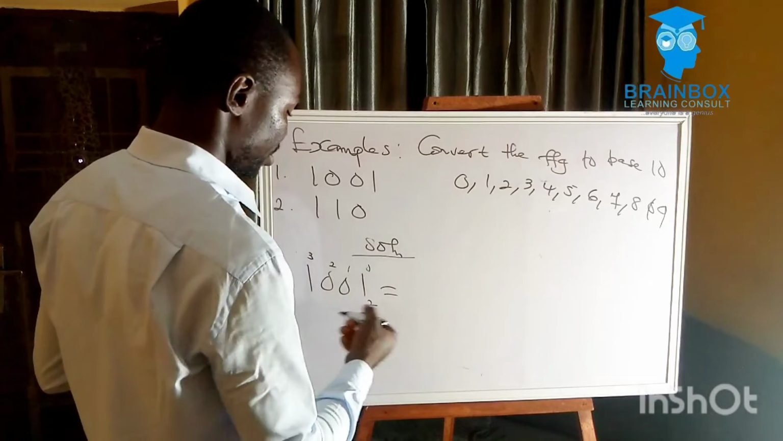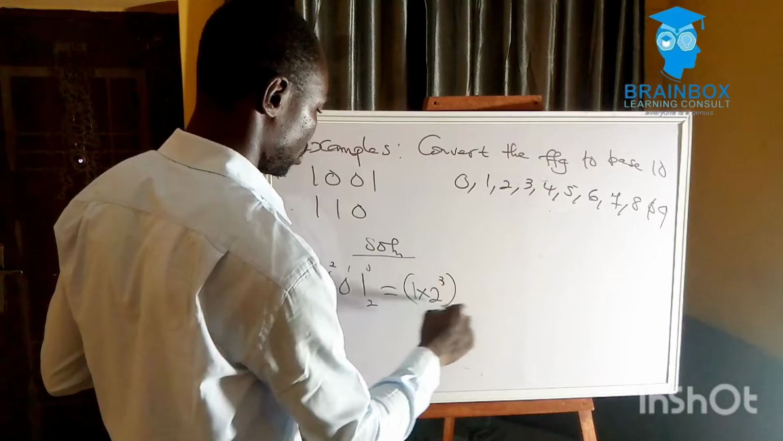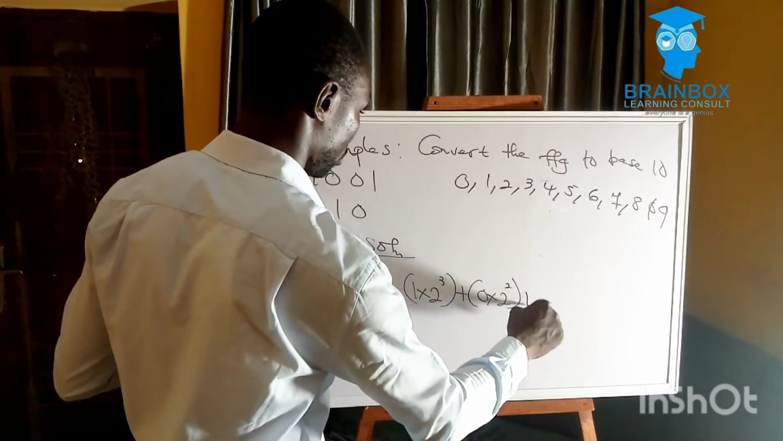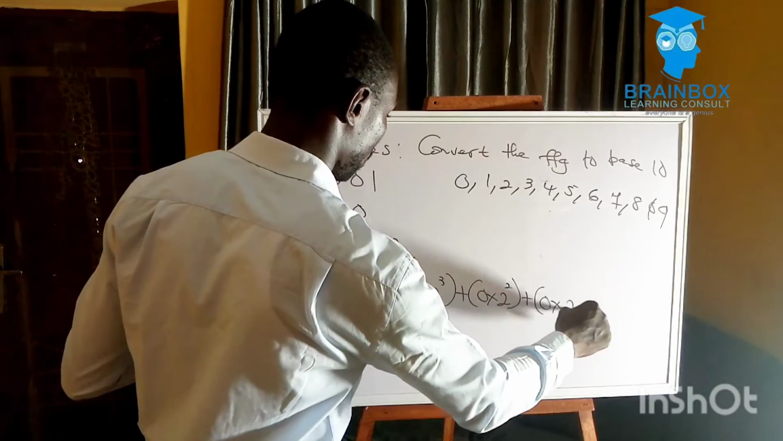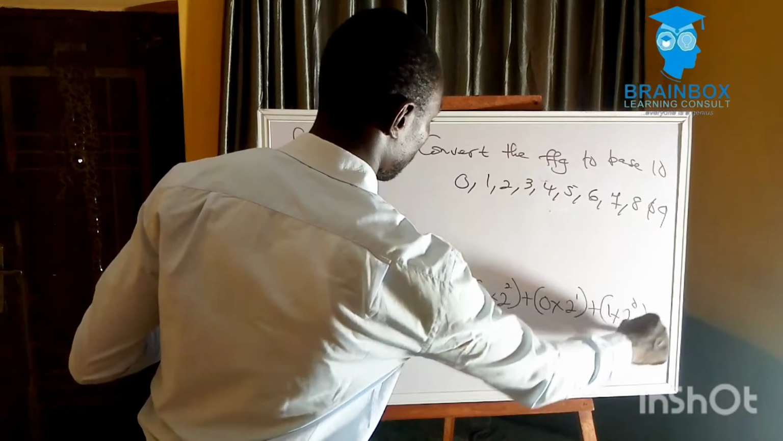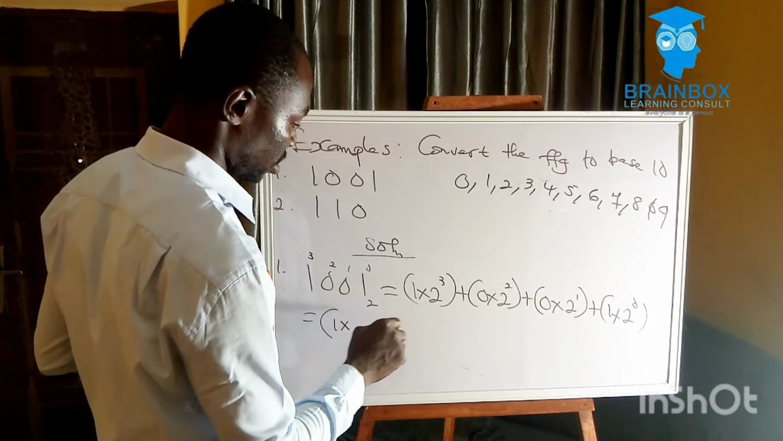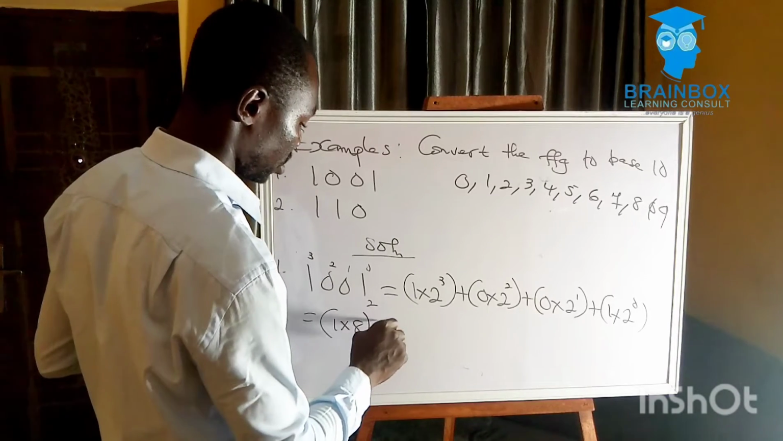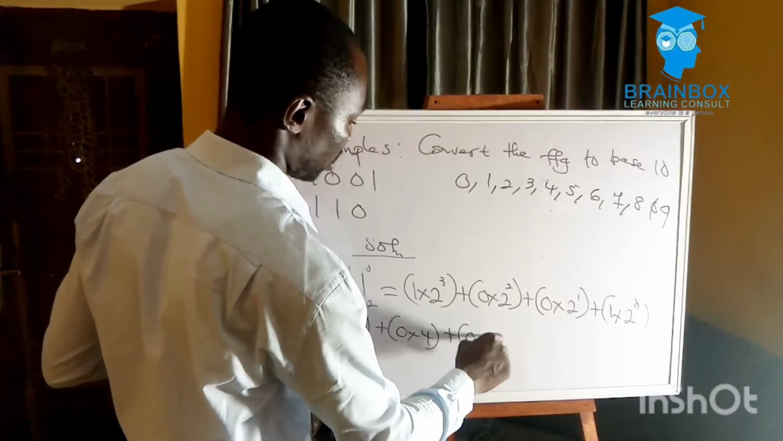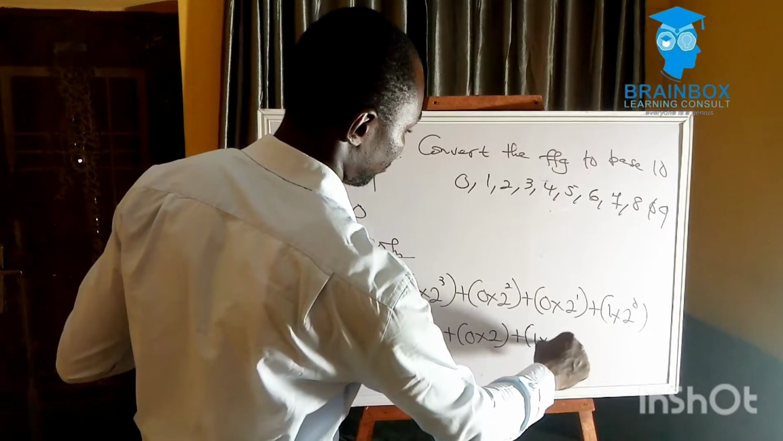That's just the basic. Now, that will be 1 times 2 raised to the power of 3, plus 0 times 2 raised to the power of 2, plus 0 times 2 raised to the power of 1, plus 1 times 2 raised to the power of 0. So what that will give us basically is 1 times 8, plus 0 times 4, plus 0 times 2, plus 1 times 1.